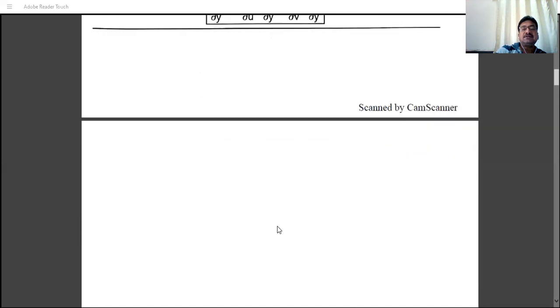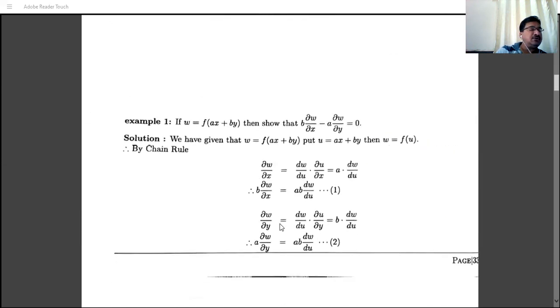Okay, so this is the second format of the chain rule. Now we will see the examples on this chain rule in the next lecture.